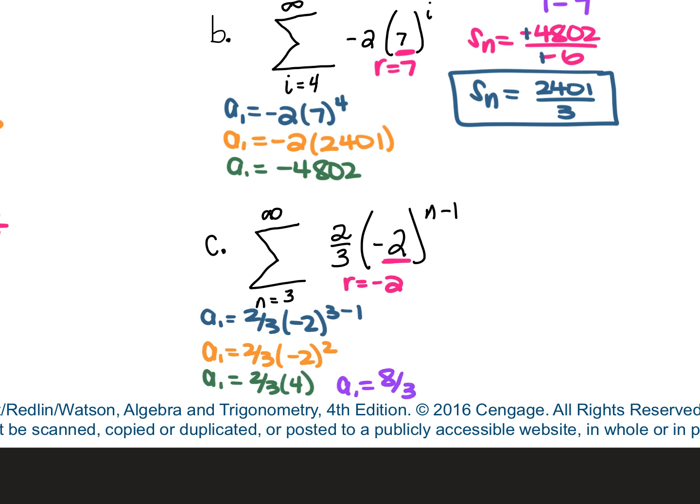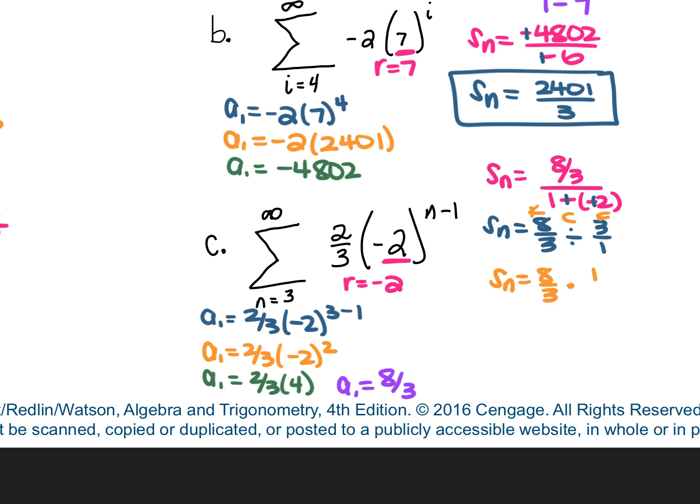So if we plug this in to our formula to find S sub n, we're going to have 8/3 over 1 minus r, which is -2. Double negatives turn to positives, and you're going to have 8 over 3 divided by 3 over 1. Keep, change, flip, and this becomes 8 over 3 times 1/3, which gives us S sub n of 8 over 9.